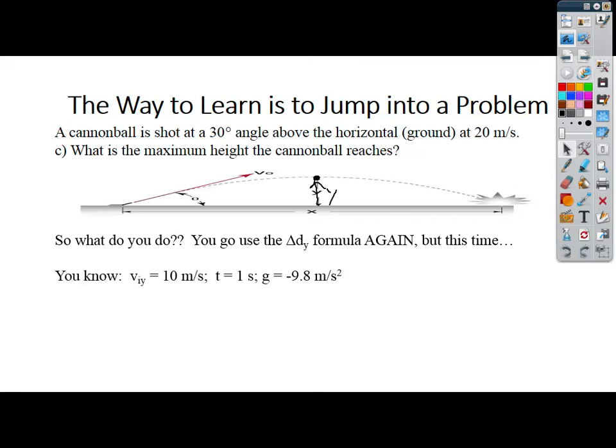So this one, I just need to plug everything in. Delta y max is v naught y t plus 1/2 g t squared. I have all my variables. I plug it all in. 10 times 1 plus 1/2 times negative 9.8 times 1 squared. 10 minus 4.9. It'll reach a height of 5.1 meters at that point in time.